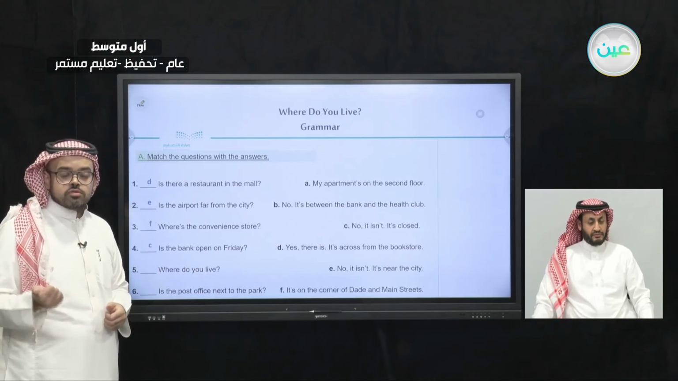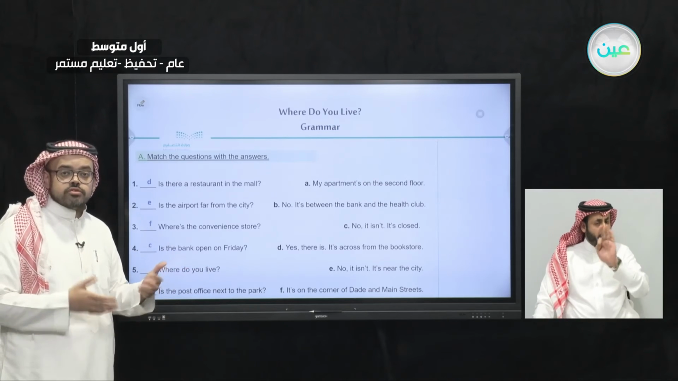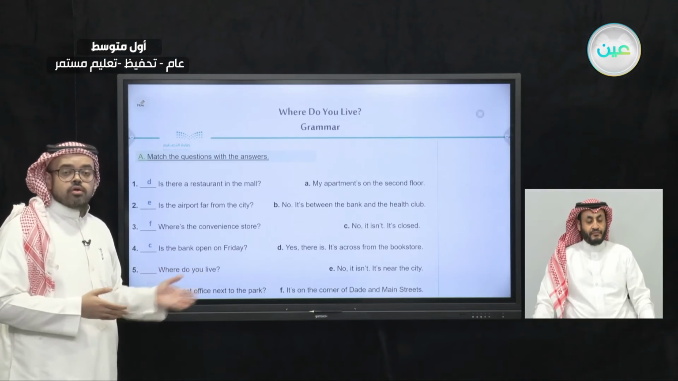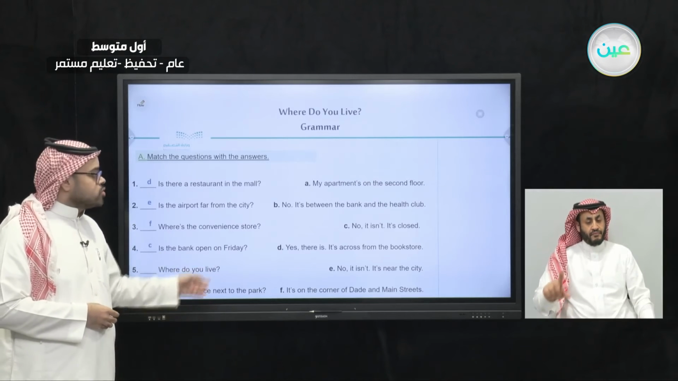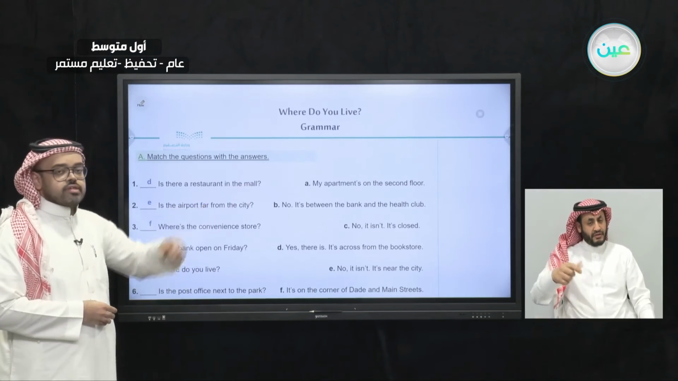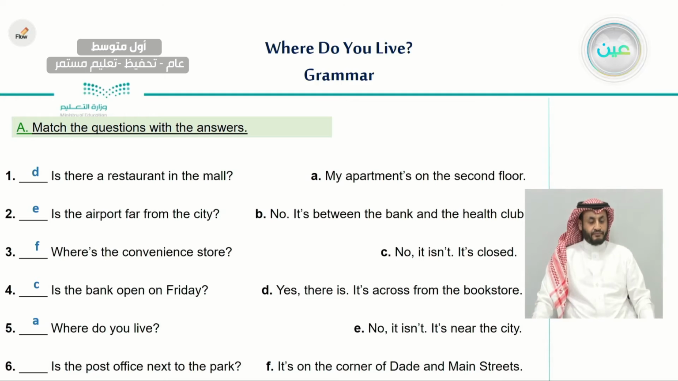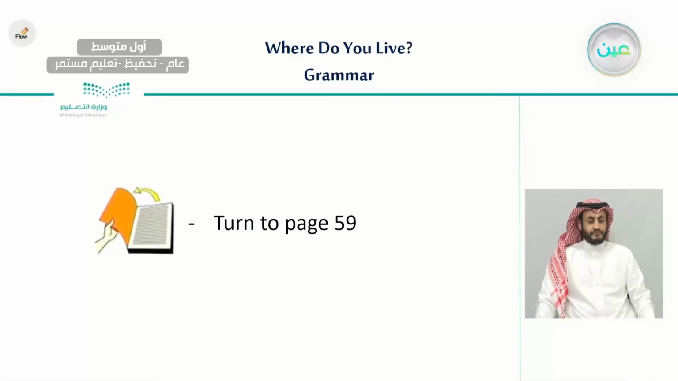One is a yes or no answer, and the other one is an information answer. So where do you live? Very good. This would go to the first one, on the second floor, because this is not a yes or no question. And the last answer would be number B, which is the post office is between the bank and the health club.